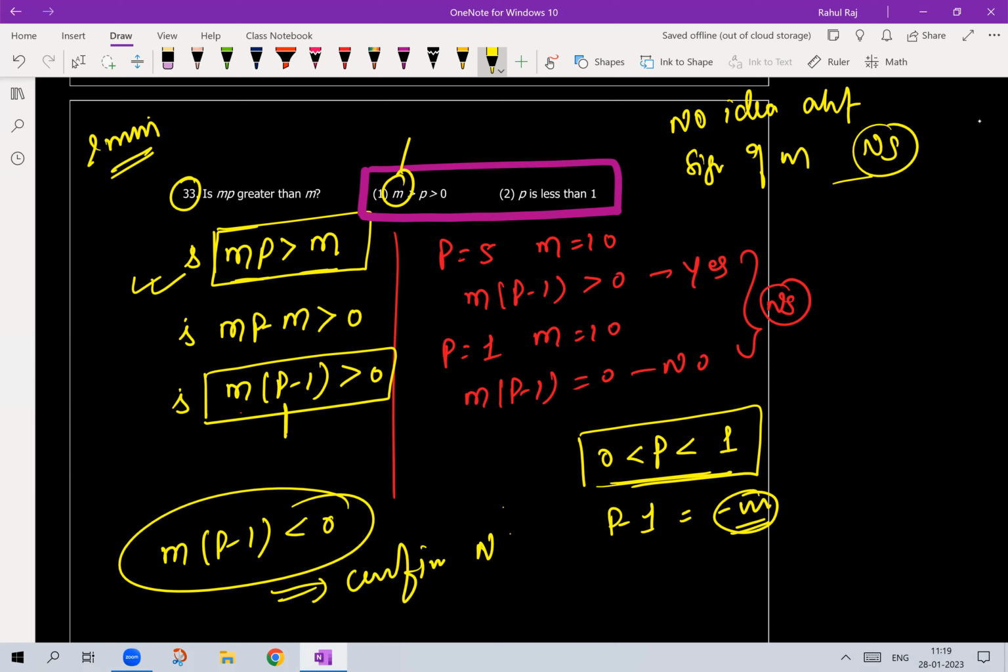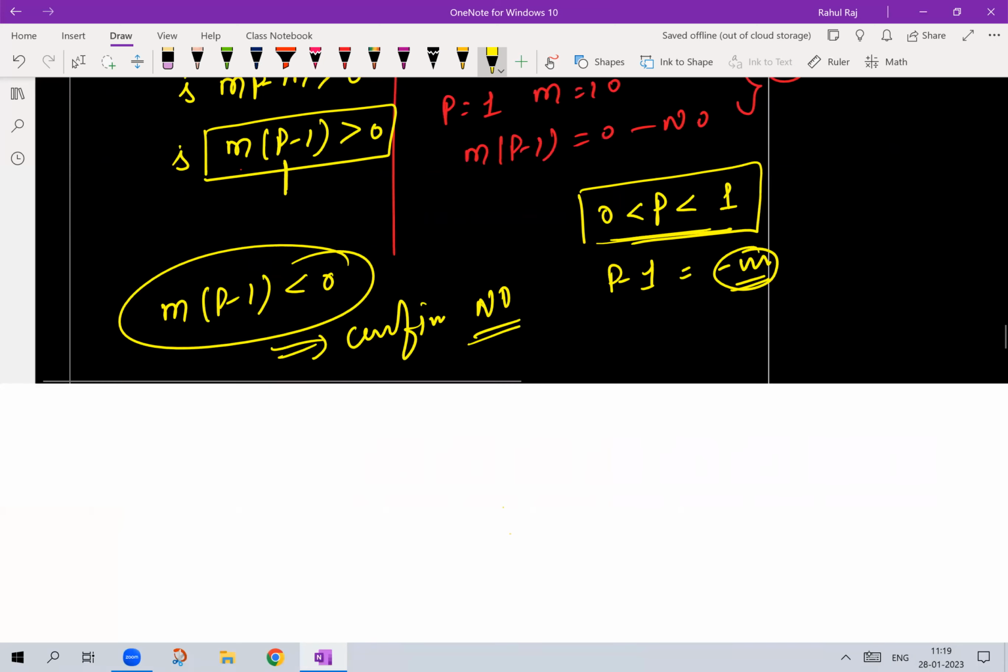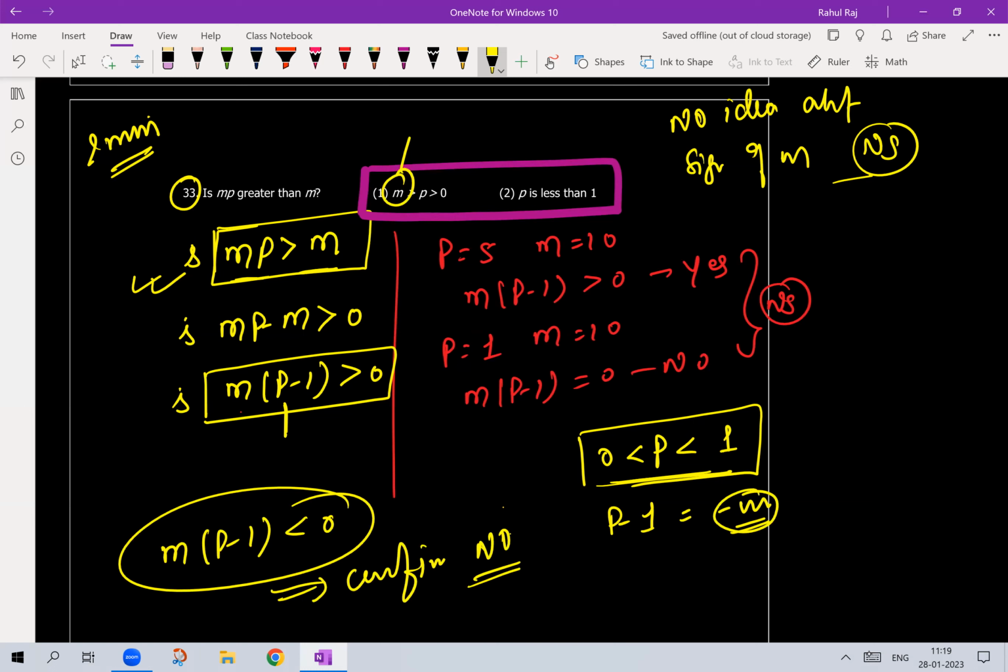It is the same as asking, is your name Rahul? And you say no as an answer, and that's a valid answer. So in this type of question, confirm yes and confirm no are both valid answers. And option C is giving me a confirm no answer. If you take P that lies between 0 and 1, P minus 1 will always be negative, and M is always positive. My question was, is M into P minus 1 greater than 0? I'm getting a confirm no answer. It is never greater than 0. It is always less than 0.